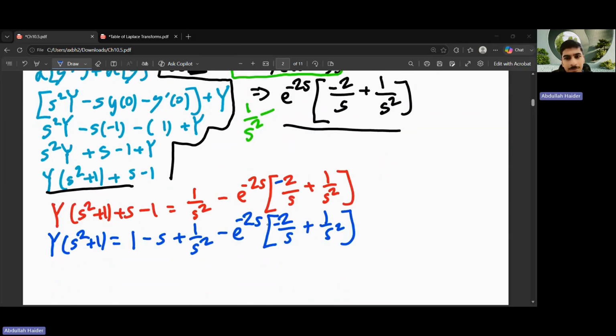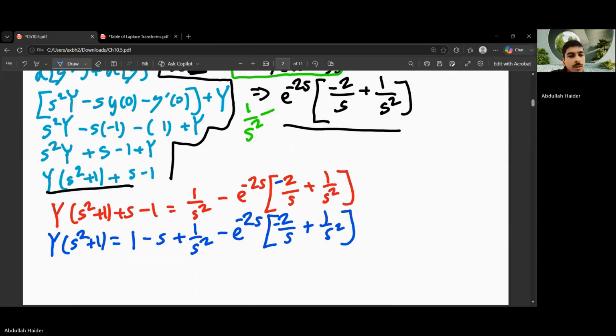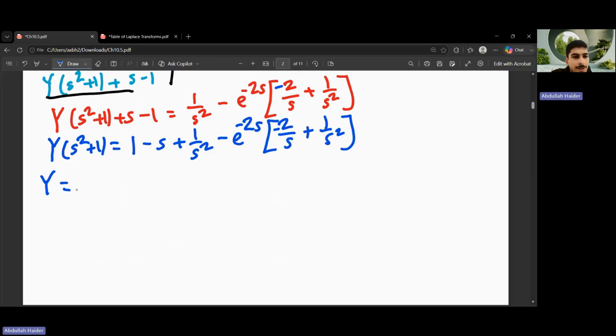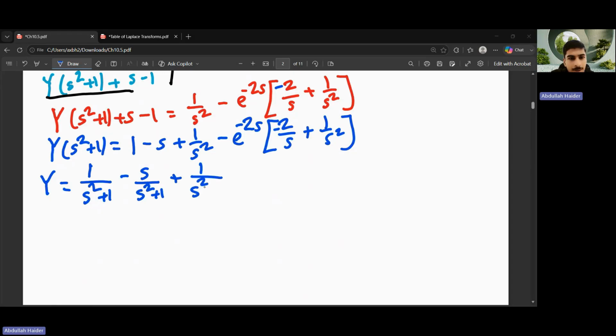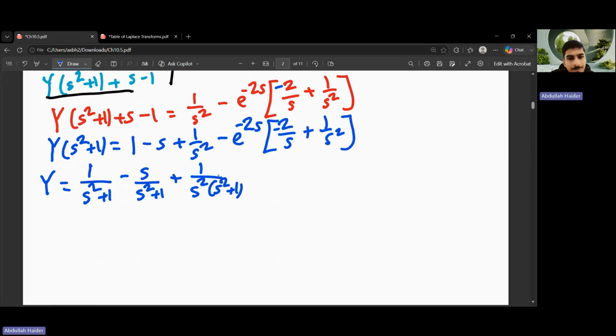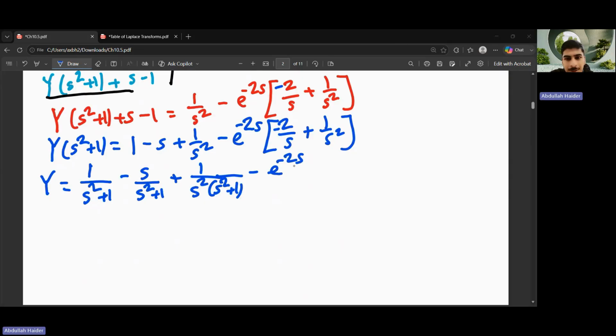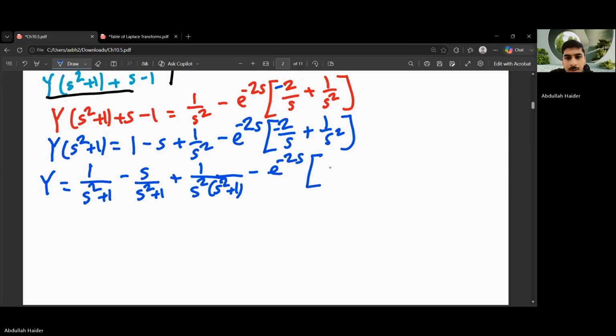And this is supposed to be negative, minus 2, minus 2. And now we only need y, so y is equal to 1 over s squared plus 1, minus s over s squared plus 1, plus 1 over s squared plus 1, minus e to the power of minus 2s times (2 minus 2 over s plus 1 over s squared), all divided by s squared plus 1. Yes, this is kind of hell.